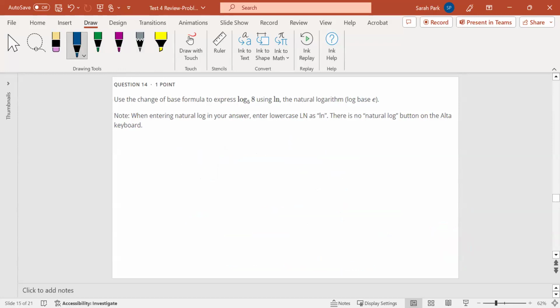Okay, question 14, use a change of base formula to express log base 5 of 8 using ln. So similar problem. We have log base 5 of 8. We can express this as ln of 8 over ln of 5.